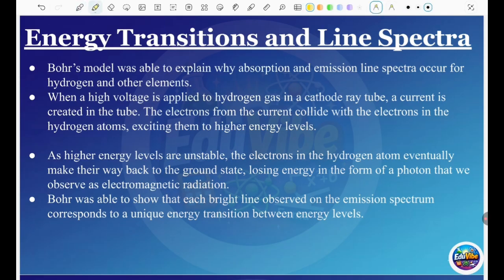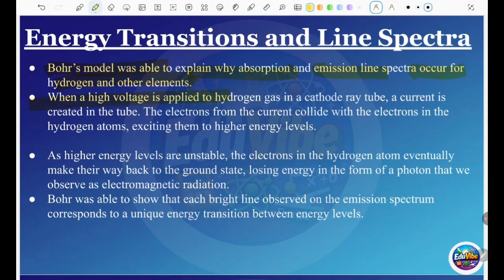Basically, we are more focused on the absorption and emission spectra, and the energy transitions that can happen with them. Bohr's model was able to explain why absorption and emission line spectra occur for hydrogen and other elements. We discuss how they absorb and emit the line spectra and why they do that.